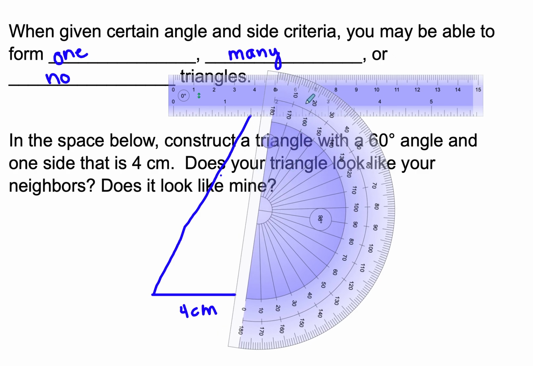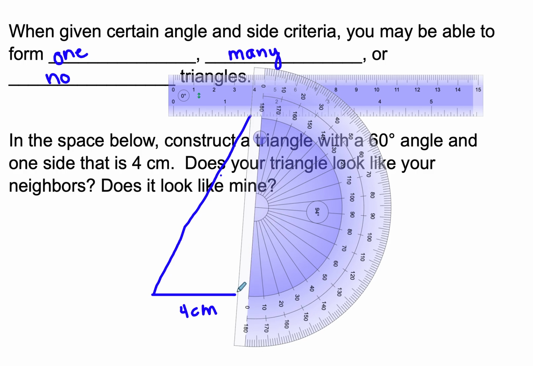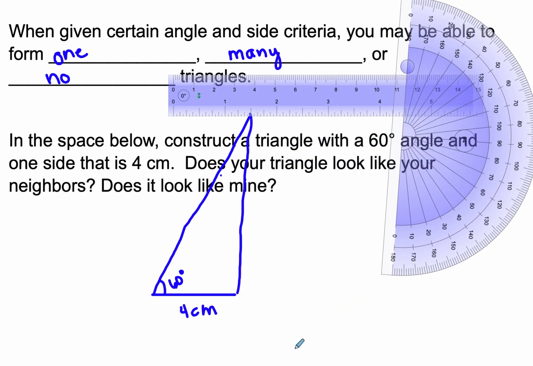And you're lining up those last parts. They didn't tell you how long, how many degrees, so you can just line up what you have. You should have your 4 centimeter side marked. You should have your 60-degree angle marked. So does your triangle look like mine? Probably not.